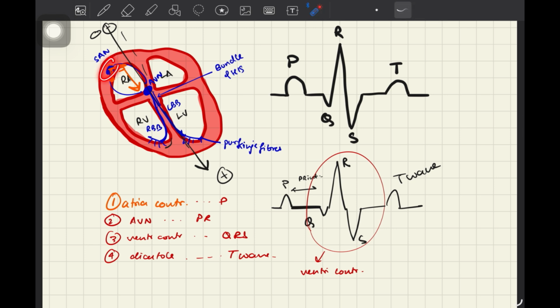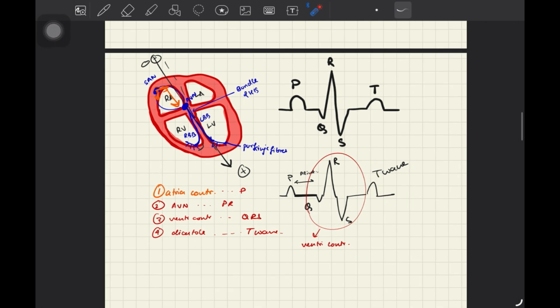So let's go through this again. First the atria contract, which is the P wave. Then there is an AV nodal delay, which is the PR interval. Then all the ventricles contract, which is the QRS complex. And then there is relaxation in this direction, but since relaxation is an opposite activity, it is a positive wave, right?